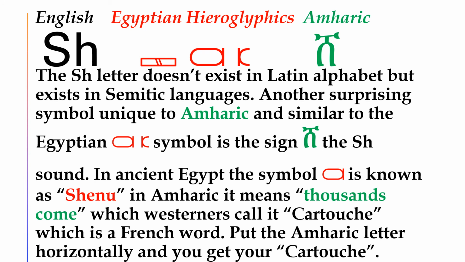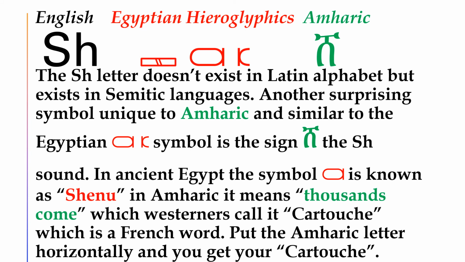What's amazing is that in ancient times, the kings' names were encircled by a cartouche. Cartouche is a French word. The Egyptian word for the cartouche is shinu. So shinu in Amharic means 1,000 kam. And as you can see, the cartouche symbol looks so much similar to the Amharic sh.